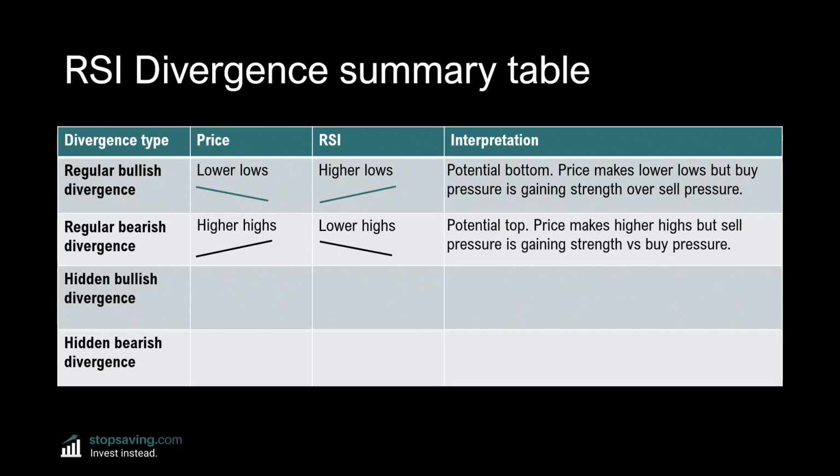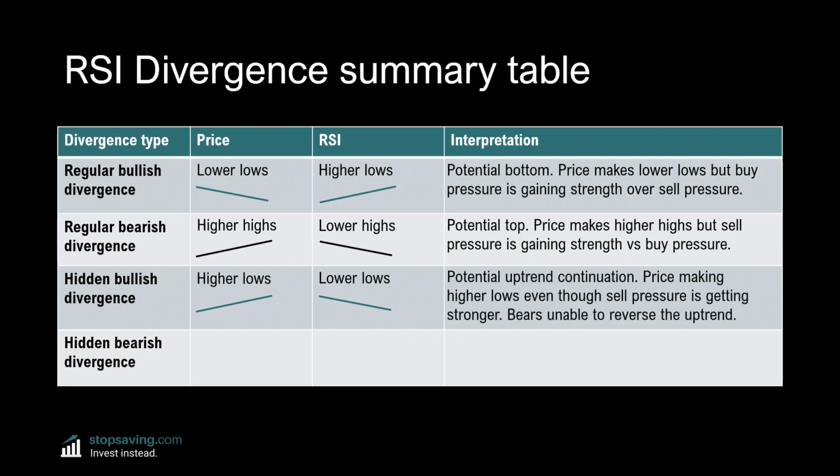Even though the price is trending higher, sell pressure is still getting stronger and buyers are starting to run out of steam. So moving on to the hidden variety of divergences, and we have hidden bullish divergence. This happens when the price is making higher lows and the RSI is making lower lows. This is a sign that an uptrend might keep going up after a pullback. Even though sellers are getting stronger, the bears still aren't able to make a lower low and reverse the uptrend into a downtrend.